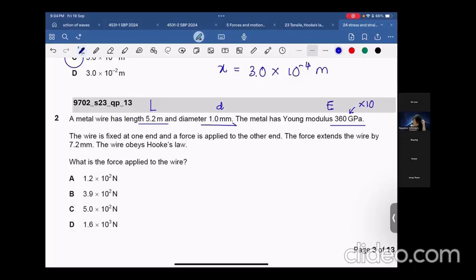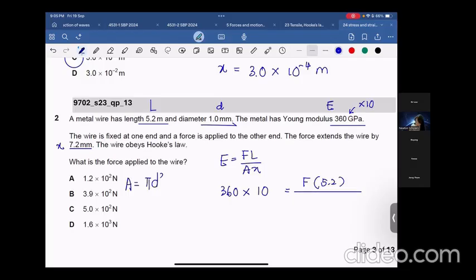The wire is fixed at one end. The force is applied to the other end. The force produces an extension, so this one is X. The wire obeys Hooke's law. What is the force? E equals FL over AX. So 360 times 10 power of what equals the force. We want to find the force. What is your length? 5.2. What is your area? Oh, you have to count the area first. Pi d squared over 4.